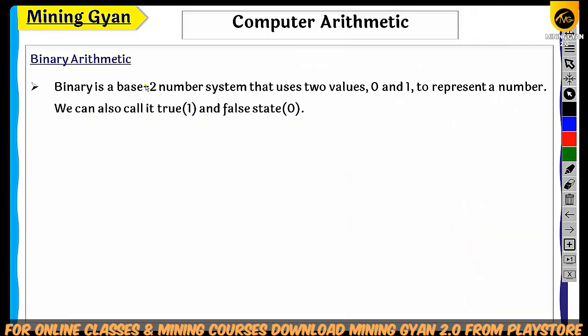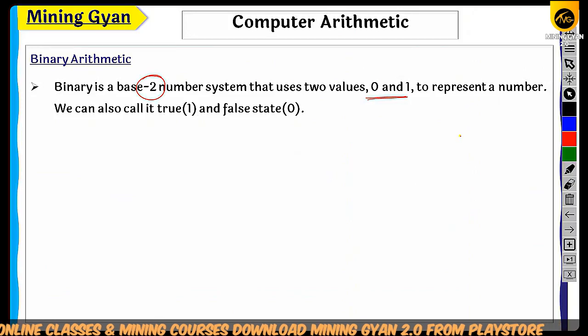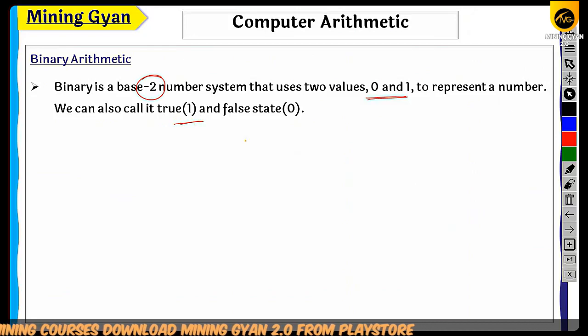So what is binary arithmetic? Basically, binary is the base two number system that uses two values. The first one is 0 and the second one is 1. So the base of binary arithmetic is 2. To represent a number, we can also call it true for 1 and false for 0.